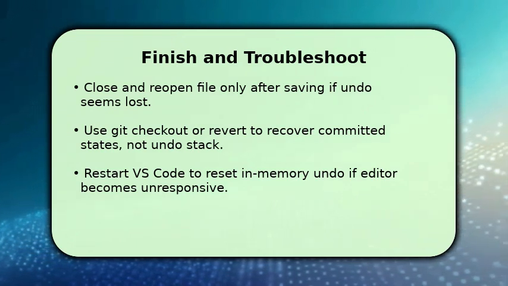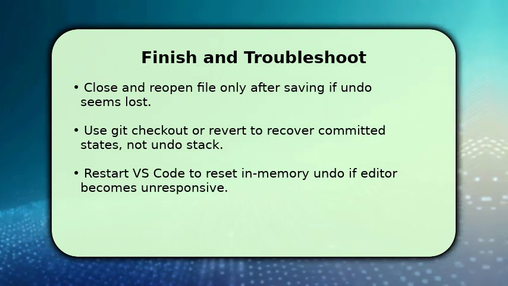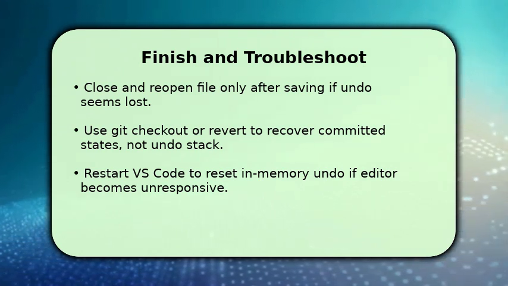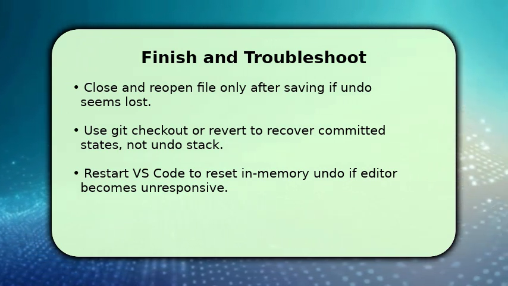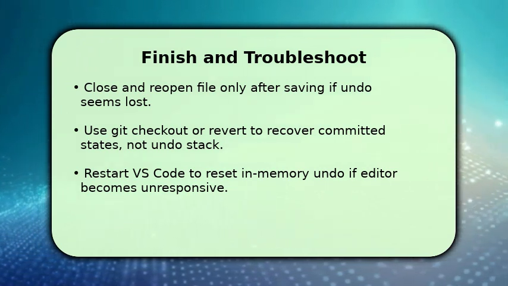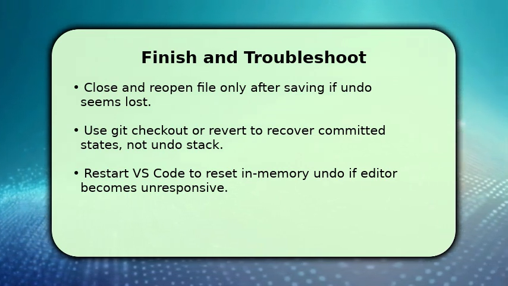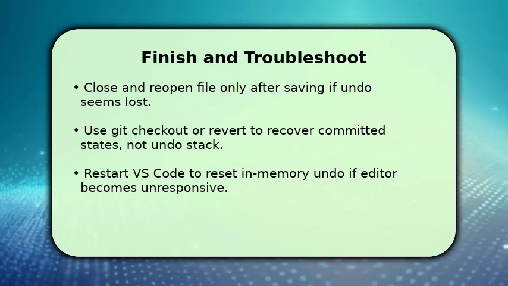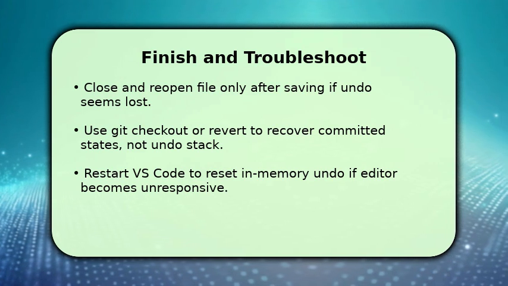If undo appears lost, don't panic. Close and reopen the file only after saving or recover committed versions with git checkout or revert. Make sure to restart VS Code if the undo stack seems corrupted. This resets in-memory state. Finally, if problems persist, check extensions that modify typing behavior and disable them one by one to isolate the cause.